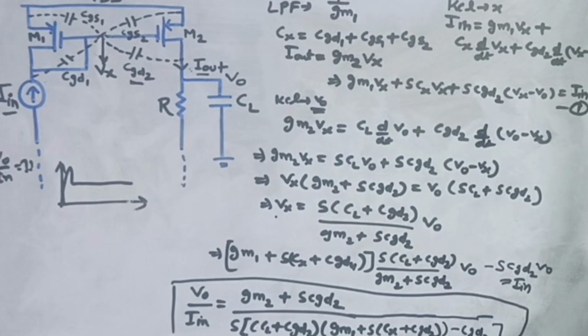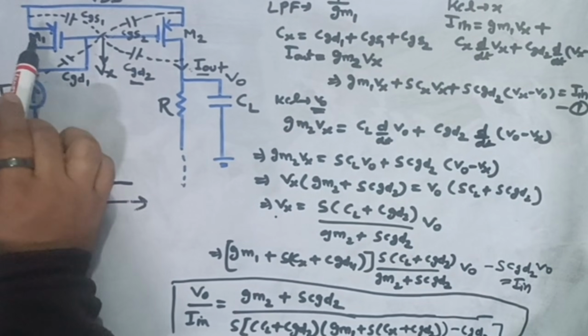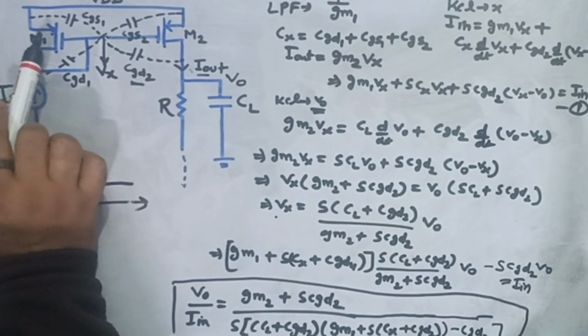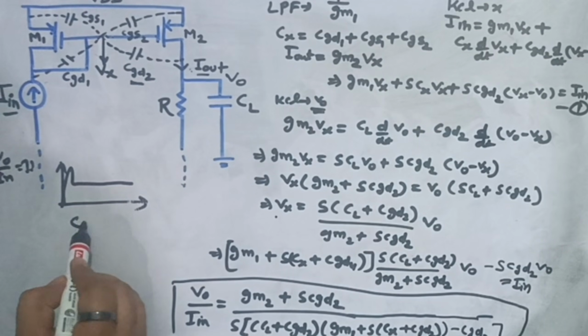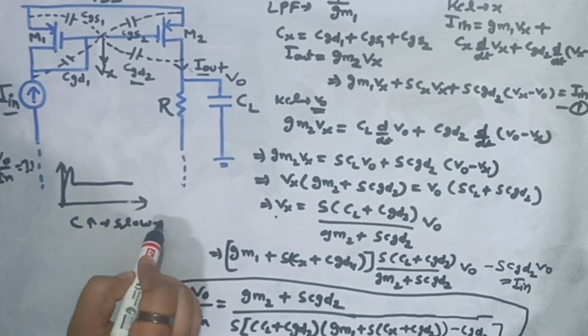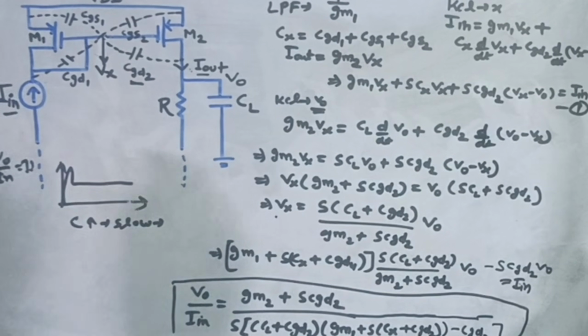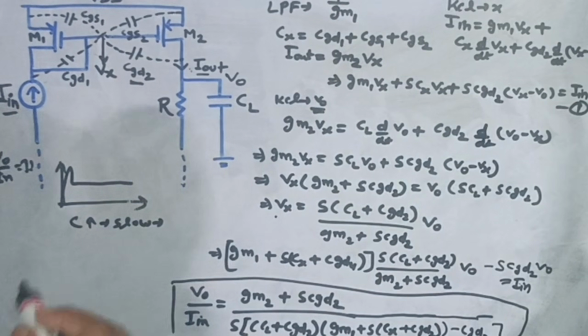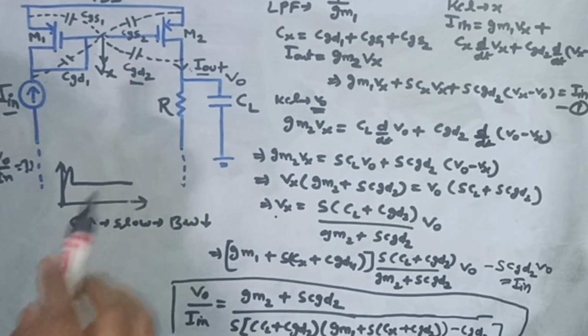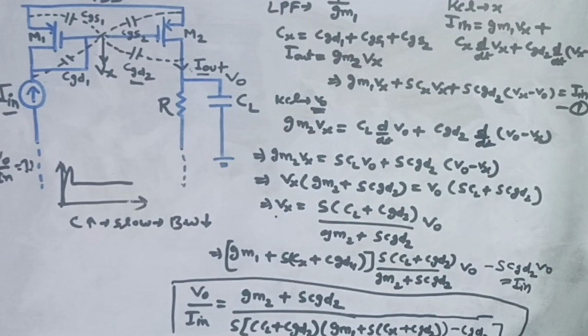So it is very much evident from here, if you start increasing the sizes of MOS M1 and M2, that means you will start increasing the capacitance value. If you increase the value of the capacitance here, your mirror will become more and more slower. That means the pole will move more to the left side, and that means your bandwidth will reduce. So your mirror will be able to support only a low range of frequencies.